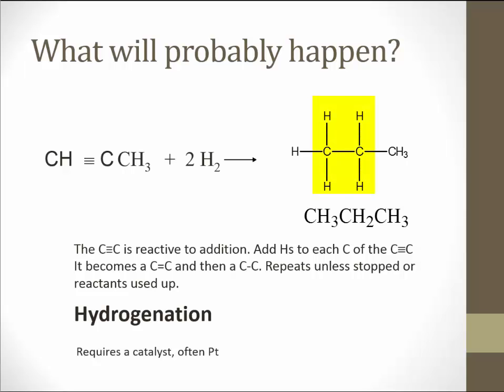So there would be our product. An H and an H would have left a double bond here, and then another H and another H leaves a single bond here. So condensed all the way down. This is another hydrogenation, and it would require a catalyst.